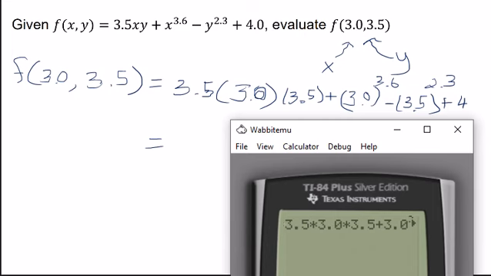So we have 3.5 times, so the parentheses means times, 3.0 times 3.5. That's the first block. Plus, the next block is 3.0 to the power 3.6. So I have 3.0, let me move this to the right. So 3.0 to the power 3.6, and then minus, I have 3.5 to the power 2.3, and then plus 4. 4.0 is just a 4.